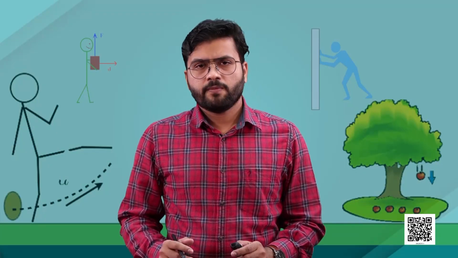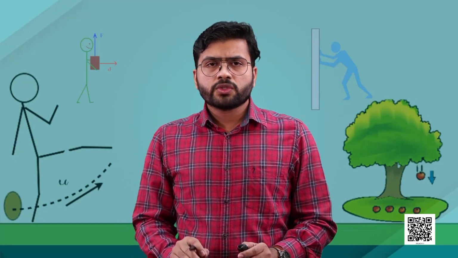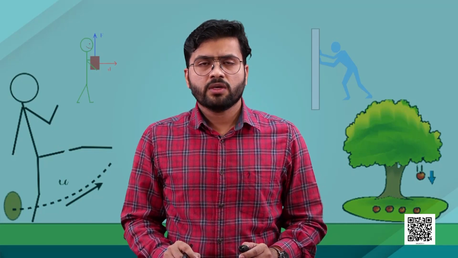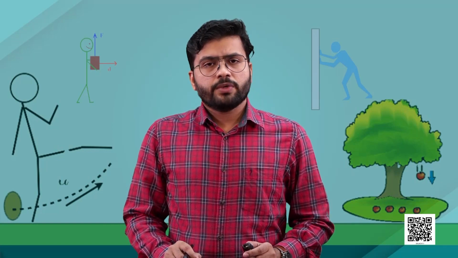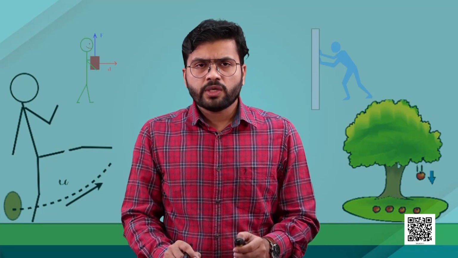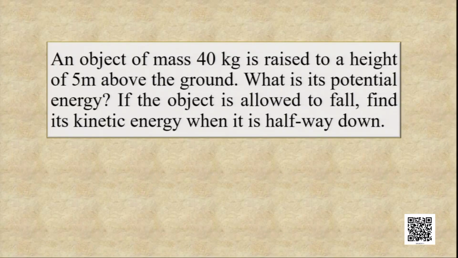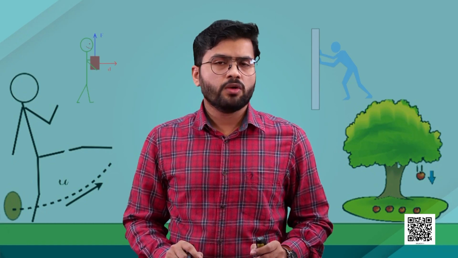Now dear students, it's time to solve a numerical related to conservation of energy or related to this particular equation. So here is the question in front of your screen. An object of mass 40 kg is raised to a height of 5 meter above the ground. What is its potential energy? That means at that height of 5 meter, what will be its potential energy?